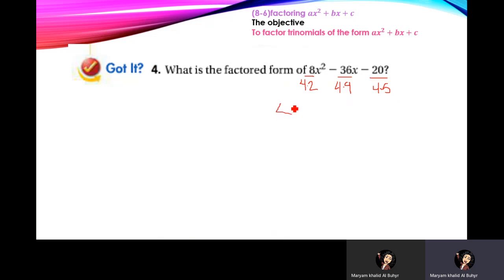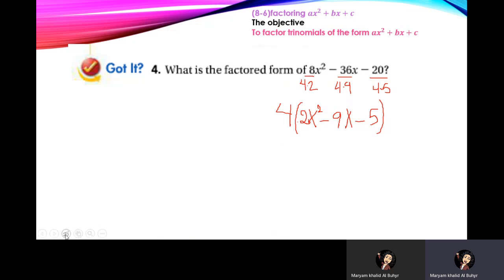So 4, inside the remaining 2x to the power 2 minus 9x, the remaining, minus 5.